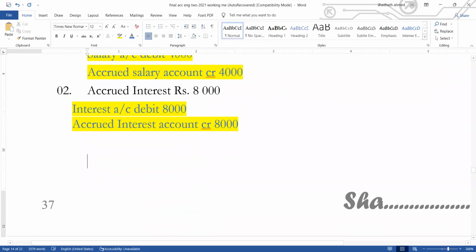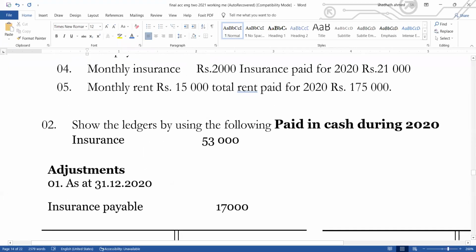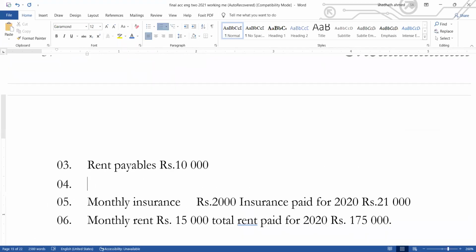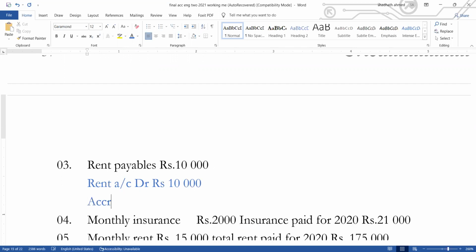Rent payable 10,000. We can say rent account. You can say rent account debit rupees 10,000, accrued rent account credit rupees 10,000. Rent account debit 10,000, accrued rent account credit 10,000.